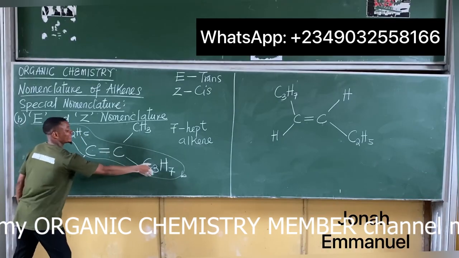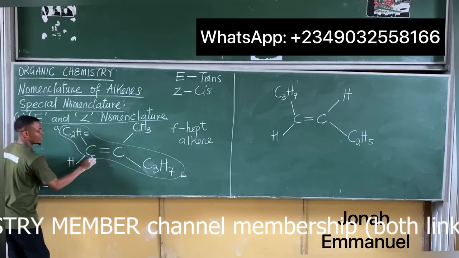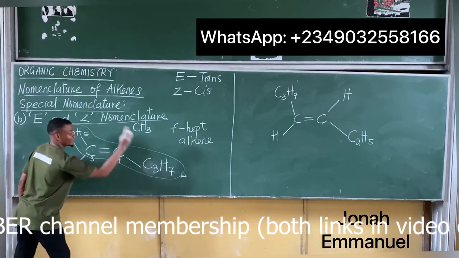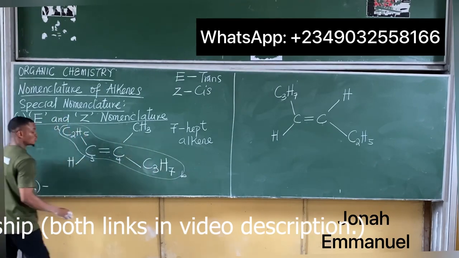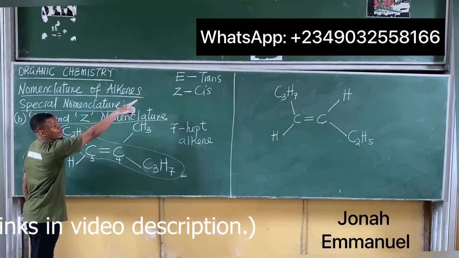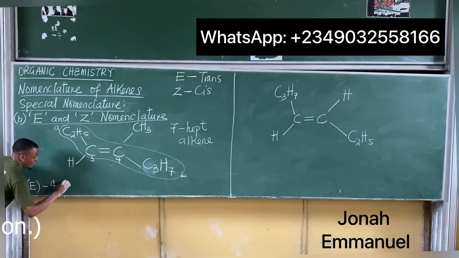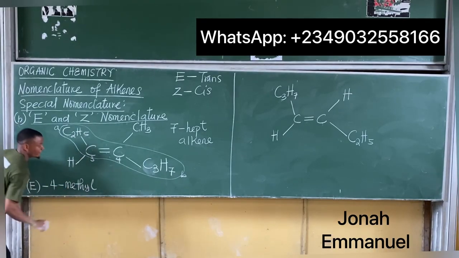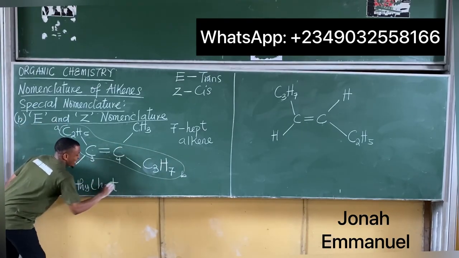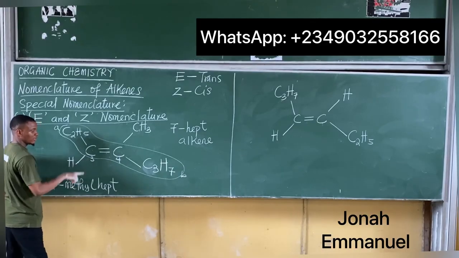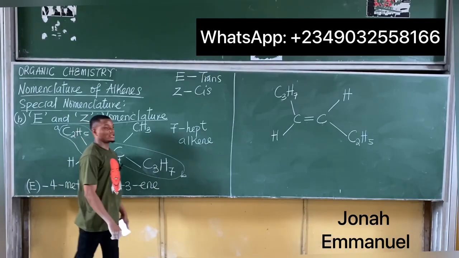From B to A, I have 3, 4. The smaller one is A to B, so I'm having 1, 2, 3, 4, 5, 6, 7. So this now becomes E, because E is the trans equivalent. So E, the substituent there, 4 methyl. So E-4-methyl, 7 is what there? Hept what? Hept-3-ene. That's how you name this.